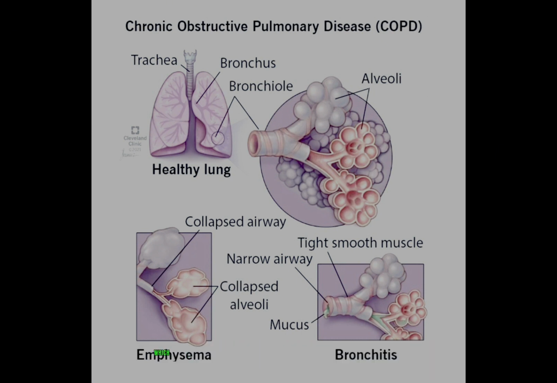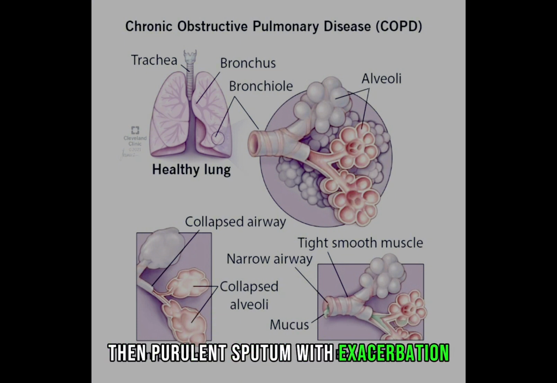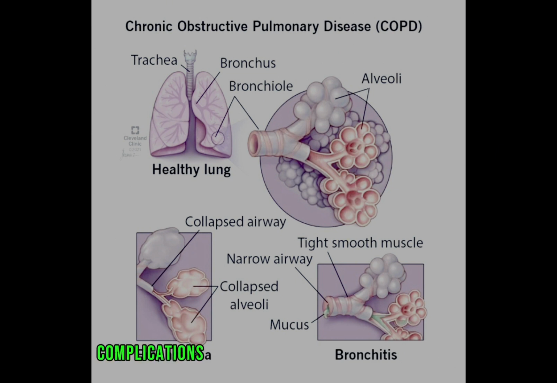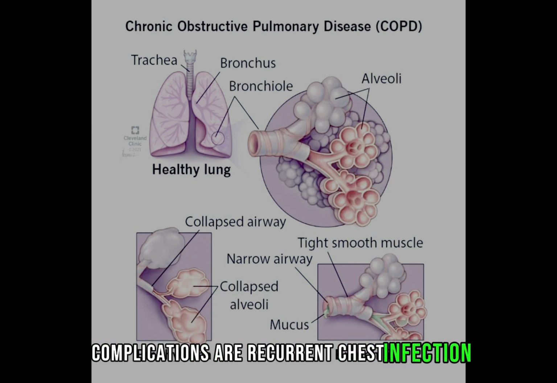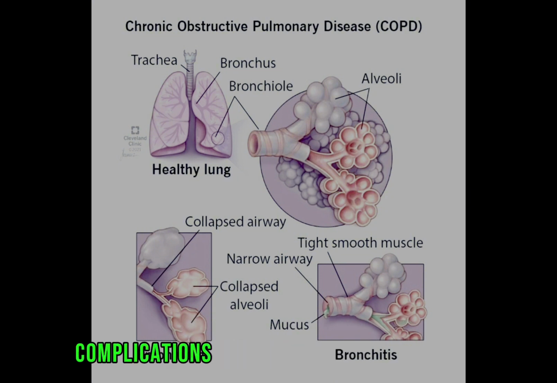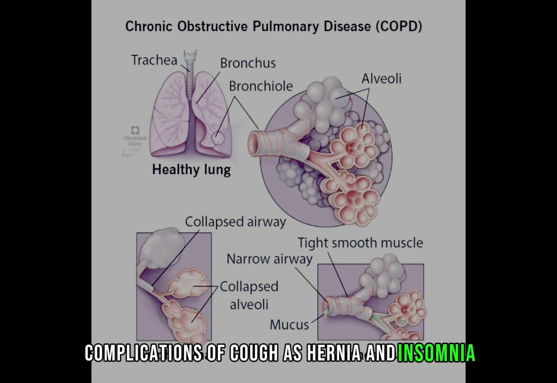Symptoms are cough, which is initially mucoid productive, then purulent sputum with exacerbation, mostly worse in winter or after infection, and dyspnea progressive over years, and persistent wheezes. Complications are recurrent chest infection, bronchiectasis, pneumothorax, respiratory failure. Complications of cough are hernia and insomnia and rib fractures.